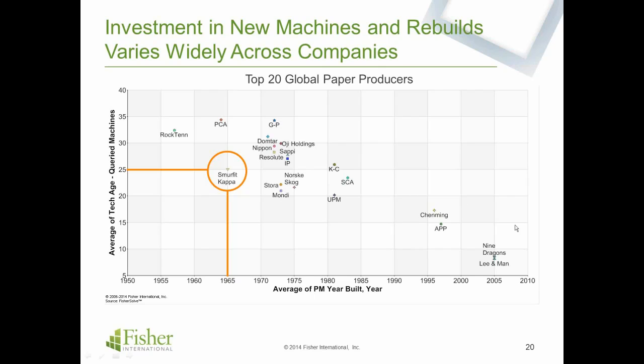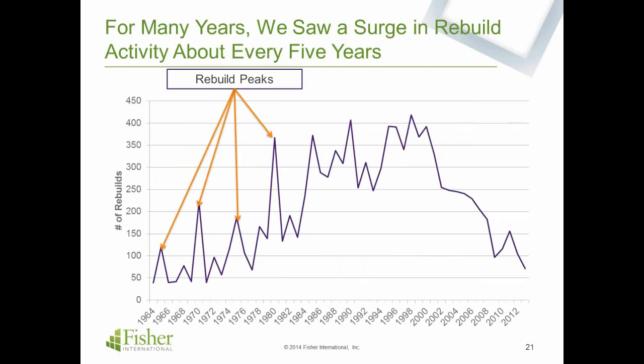Now, this group of producers over in this lower right-hand corner, these are all Asian producers, and of course this just reflects that these are new machines that have been installed in recent years. So for many years we saw a surge in rebuild activity pretty clearly about every 5 years, pretty distinct peaks every 5 years in rebuild activity.